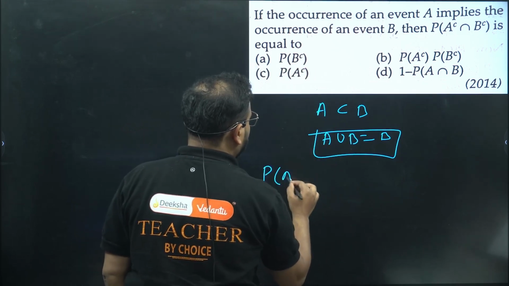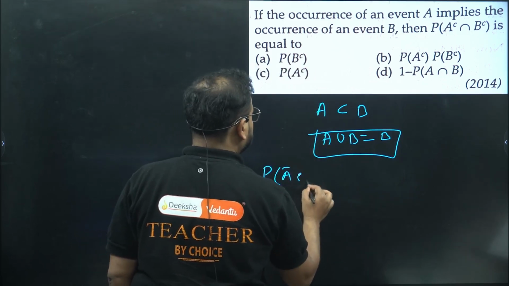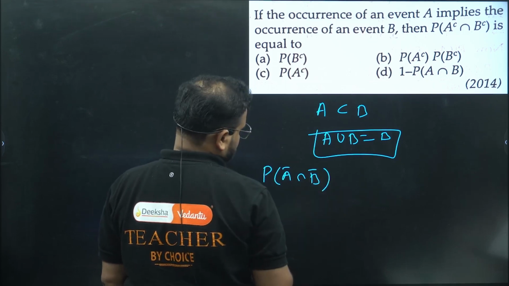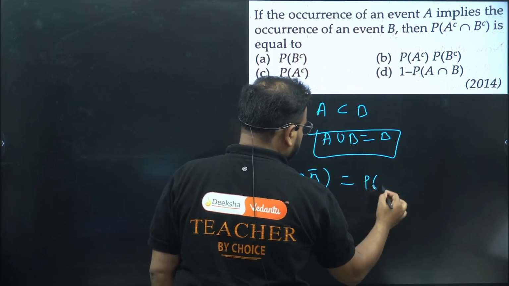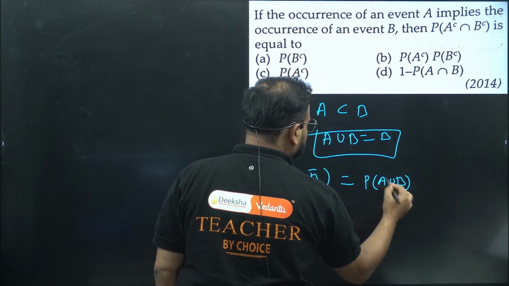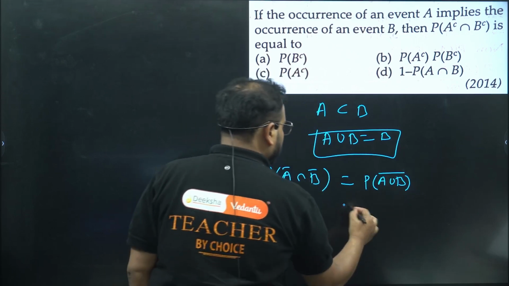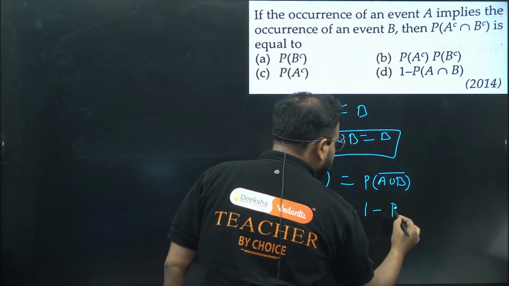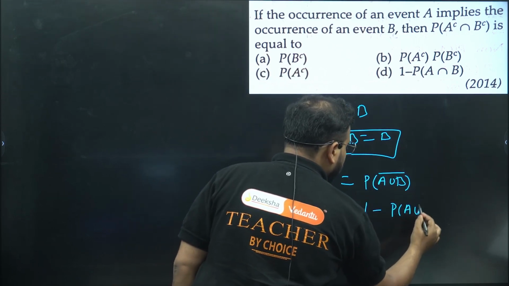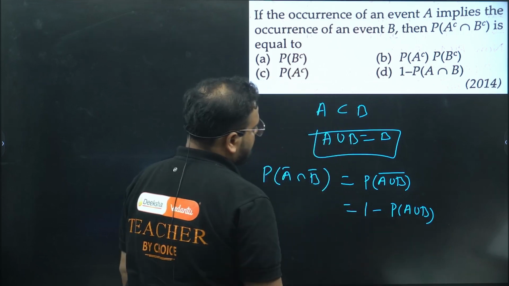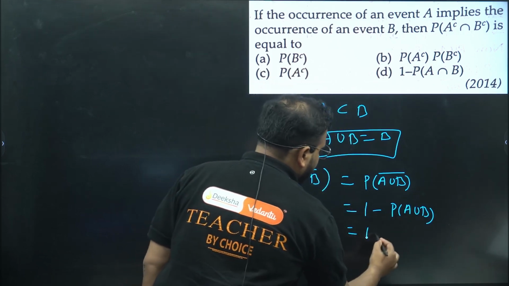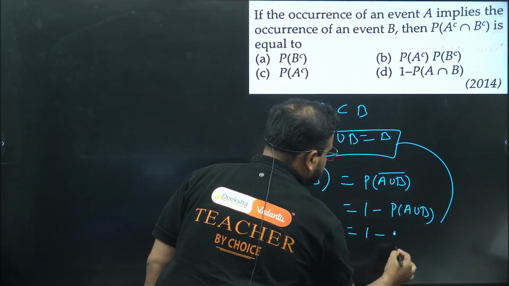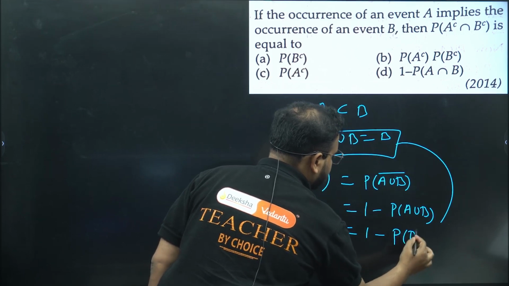P of A complement, or A bar intersection with B bar. I can use the properties that we have. It'll become P of (A union B) whole bar. It'll become 1 minus P(A union B). So I have 1 minus, this will come over here. I have this as simply PB.